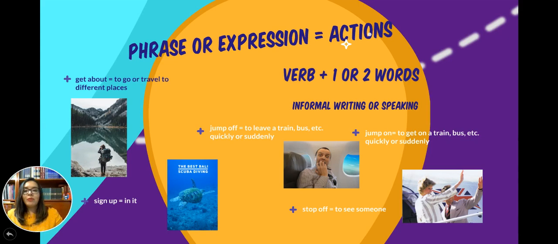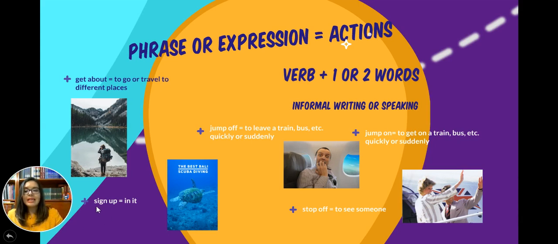But let's check the phrasal verbs that we need to work with during this unit. First of all, we have here get about. What is get about? To go or travel to different places. That means that, for example, I would like to go to Asia, so I get about to China or Japan, could be. Okay, that's get about. To know different places.